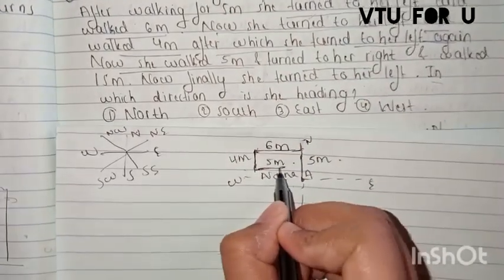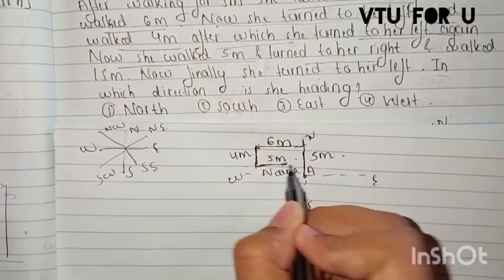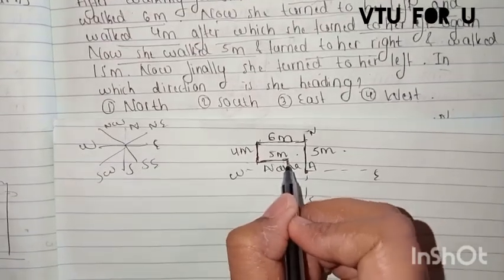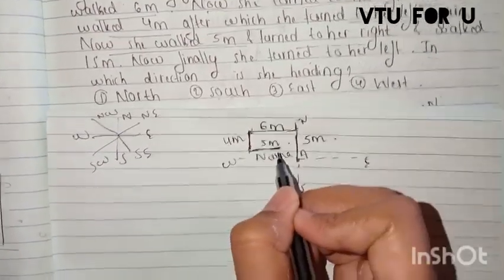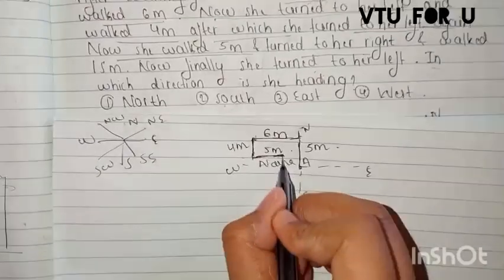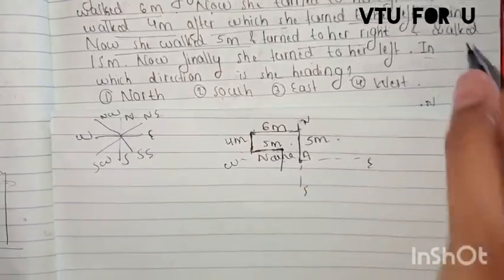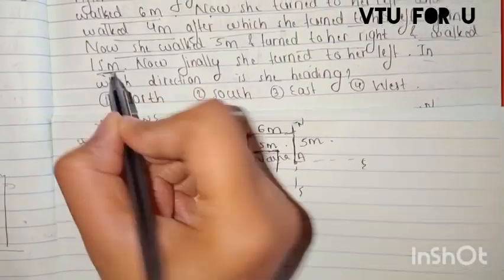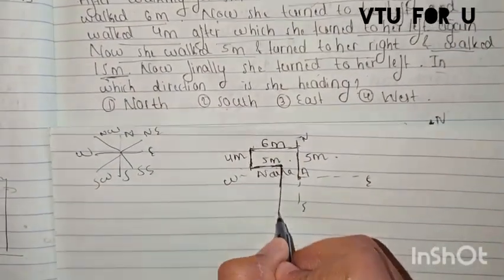And turn to her right. At this moment again she is gonna turn to right. So this is the east side, right? At east side, which is your right hand side, this is the right hand side. And walked for how much meter? For about 15 meters she's gonna walk.